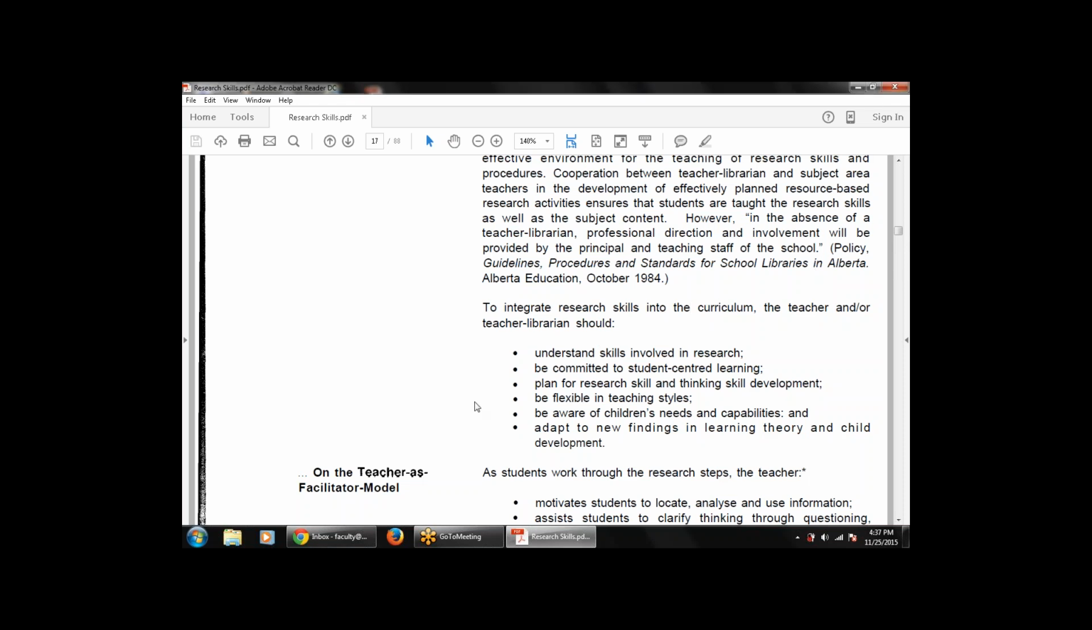Now, this is the focus on the student, that is, what are the various considerations that must be carried out to focus on the students. So, to integrate the research skills into the curriculum, the teacher and the teacher librarian should follow these various criteria to integrate the content into the curriculum.